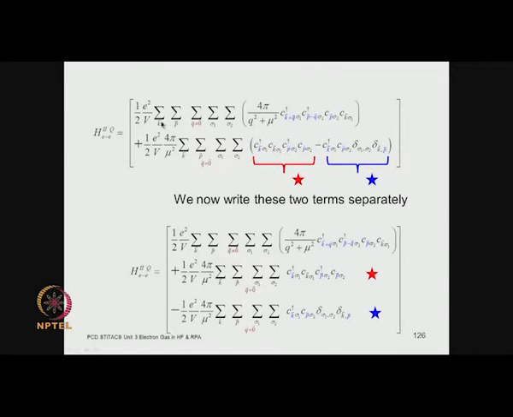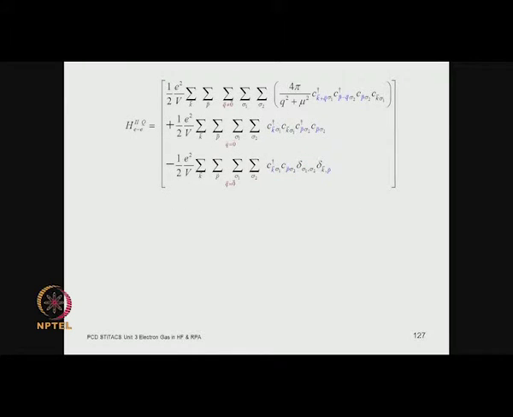So I have got the first term corresponding to q not equal to 0. Then this is the term coming from the term for which we have the red star, and this is the term which comes with a minus sign for the blue star. So these are the three terms which come in the second quantized electron-electron Hamiltonian. Okay. So now let us look at this further.